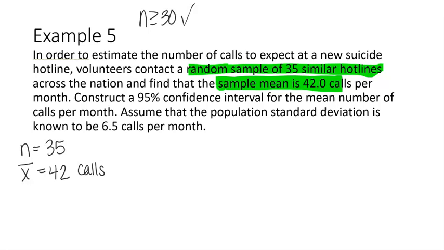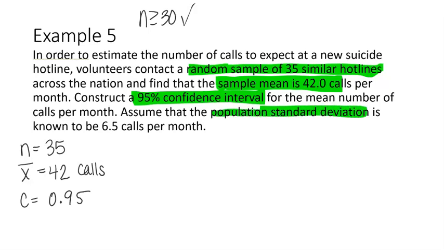They want me to construct a 95% confidence interval. So that tells me c is 0.95. Now, in our last example, I had to connect that back to my z-scores, my critical values. But in this case, my calculator is going to be able to do all of that for me. And the last thing I need to tell it is that I know the population standard deviation to be 6.5 calls. That is sigma. Because I said population, sigma is 6.5.